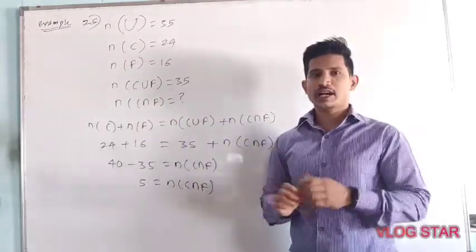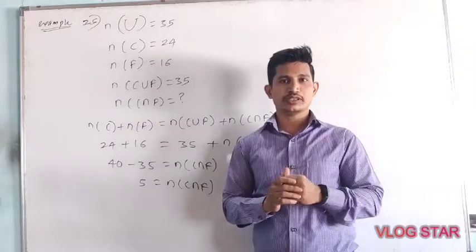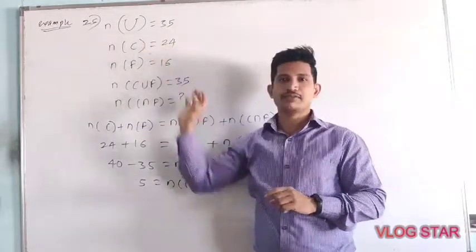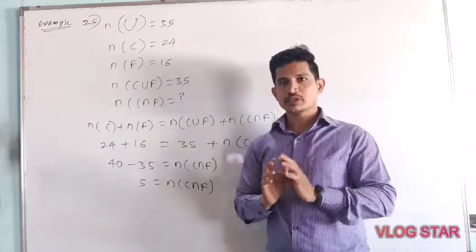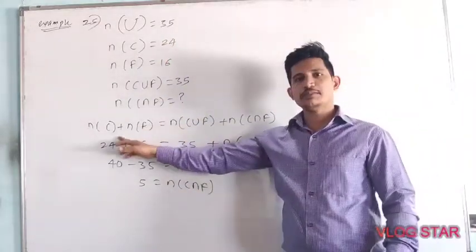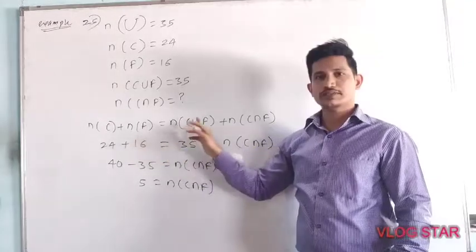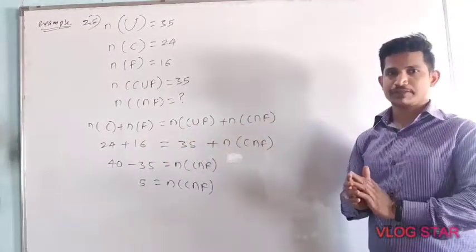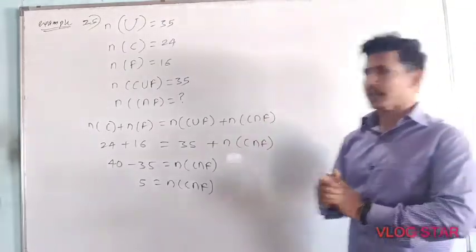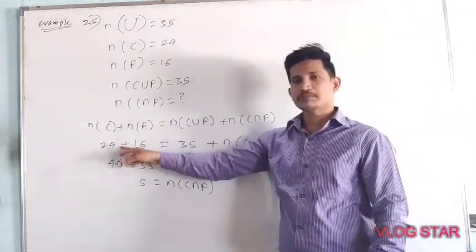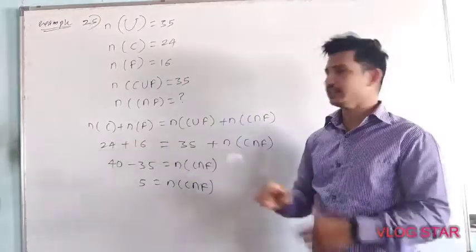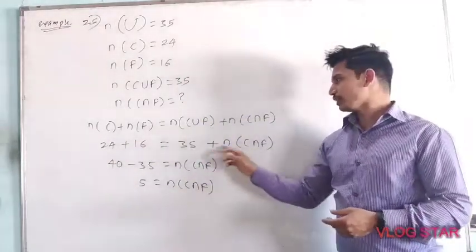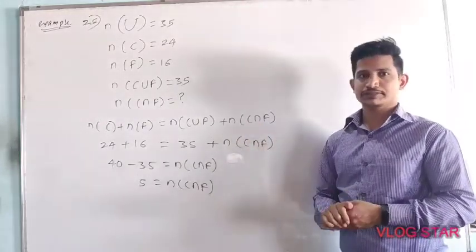So how to find it? I told the formula, the practical example from A and B. Instead of A and B, we are using C and F. So the very simple form is n of C plus n of F is equal to n of C union F plus n of C intersection F. See what is given here. n of C is given as 24. n of F is given as 16. n of C union F is given as 35, plus n of C intersection F, which we should find.